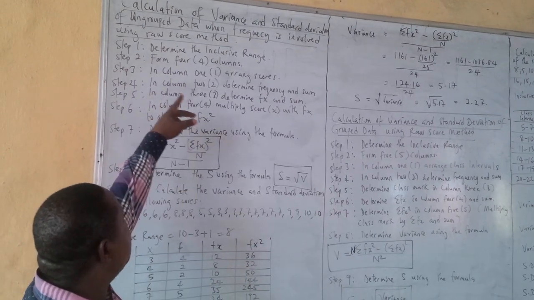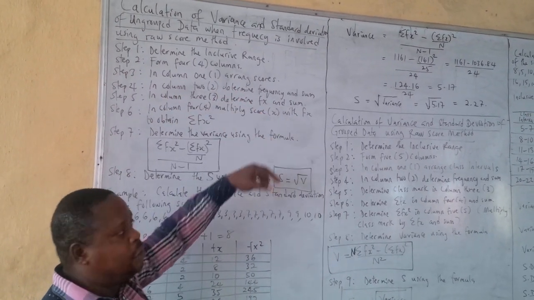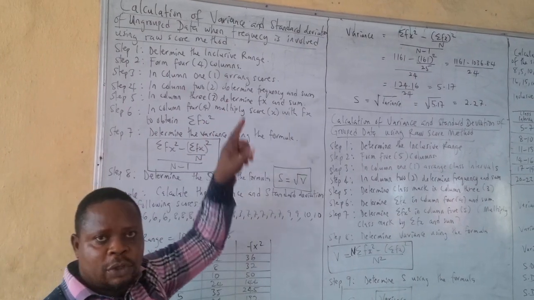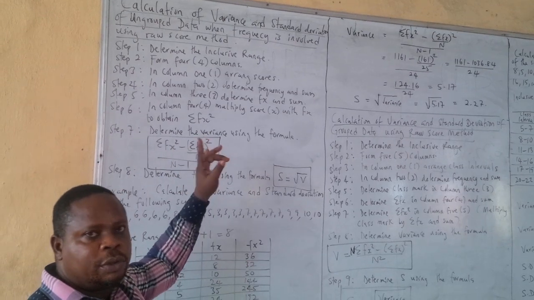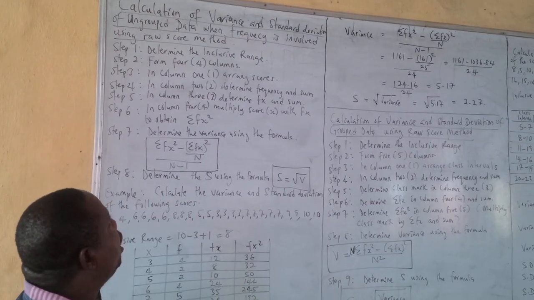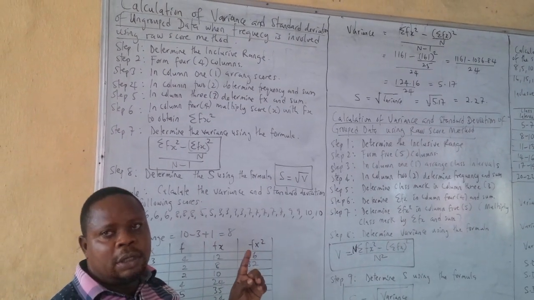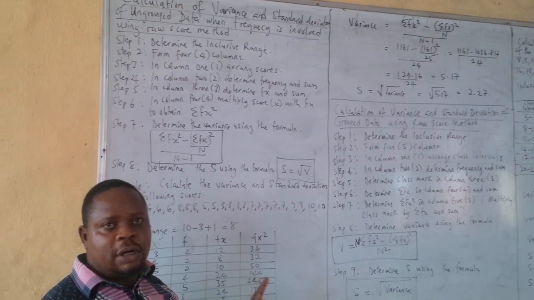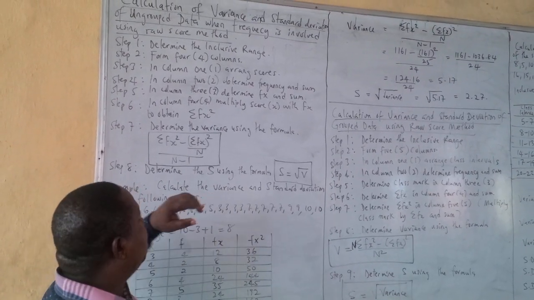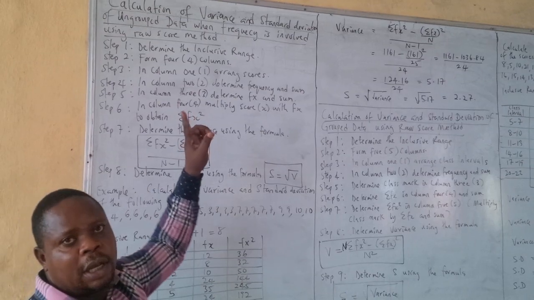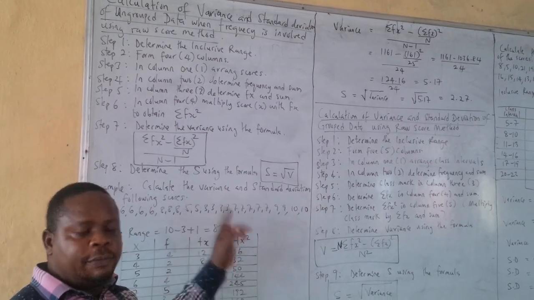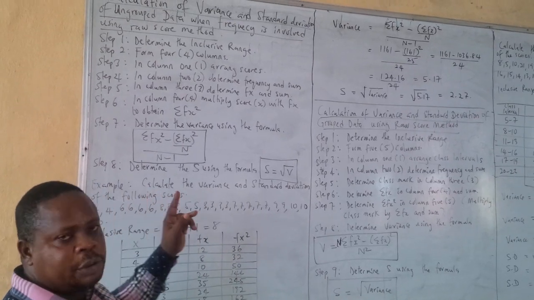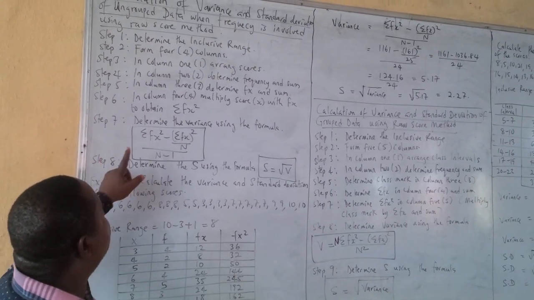And so determine either the range or the inclusive range. The purpose of this is to find out if the data should be grouped or ungrouped. If the difference between the highest score and the lowest score, which is the range or the inclusive range, is 15 and above, then that data is to be grouped. If it is less than 15, that data is to be ungrouped.